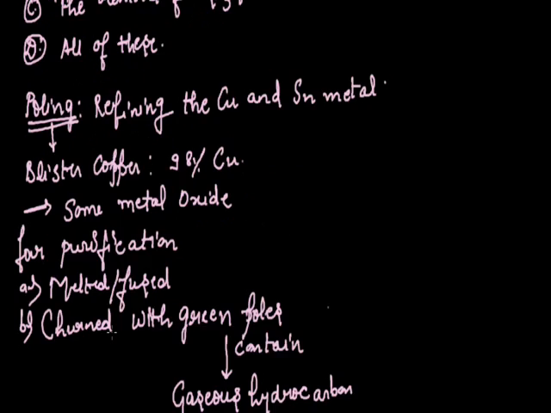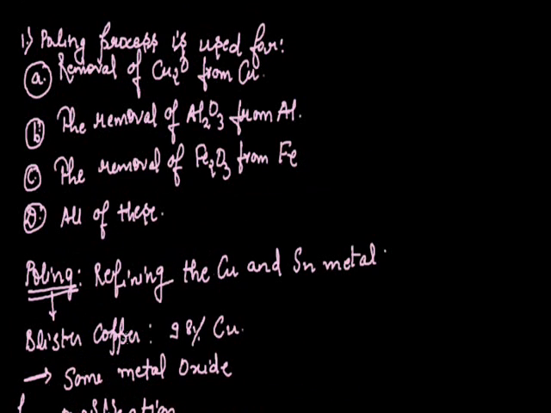So, among the given options, the removal of Al2O3 from the aluminium and the removal of the Fe2O3 from the iron can't be done with the help of the poling process. Only the removal of the Cu2O from the Cu will be done, or if the option is given for tin oxide, that will be correct. So, option A is correct.